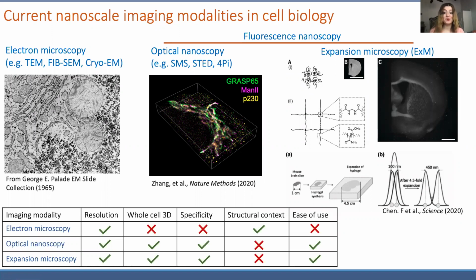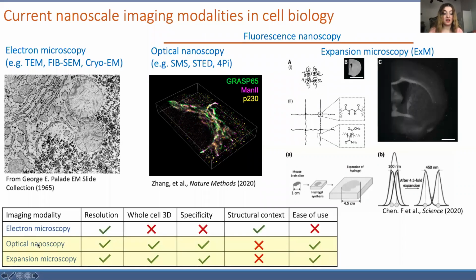How do we create a tool that combines resolution, whole cell 3D imaging, specificity, ultrastructural context, and that is easy to use? What are the obstacles that we need to overcome this hurdle? If you look at this table here, you can notice that fluorescence microscopy actually satisfies 5 out of the 6 criteria we identified as the best tool to look at molecules with information and structural context.